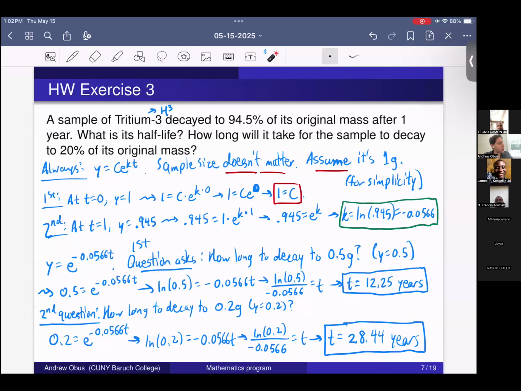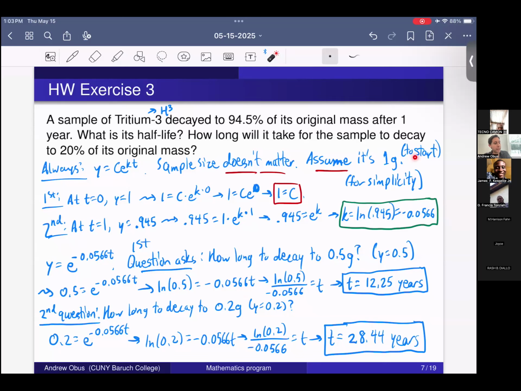We're not just assuming 0.2 grams. That's part of the question. The question says, how long does it take to get down to 0.2 grams? The assumption is that we have 1 gram to start. If we're starting with 1 gram, it's asking how long does it take to get to 20%? That's saying how long does it take to get to 0.2 grams? That's 20% of 1 gram, right? So that's what we need to solve for.